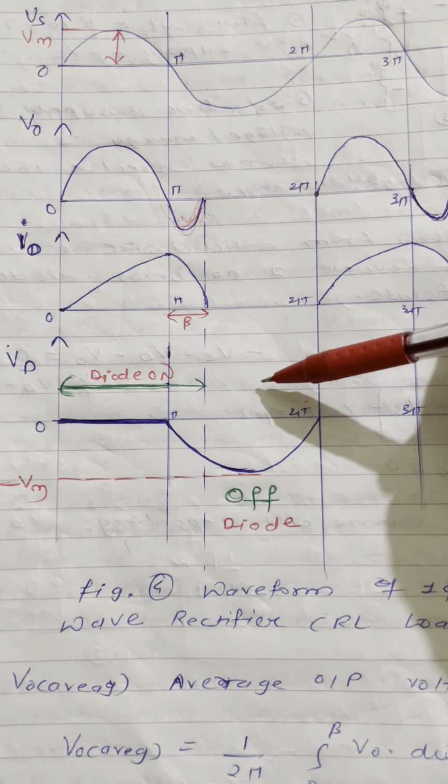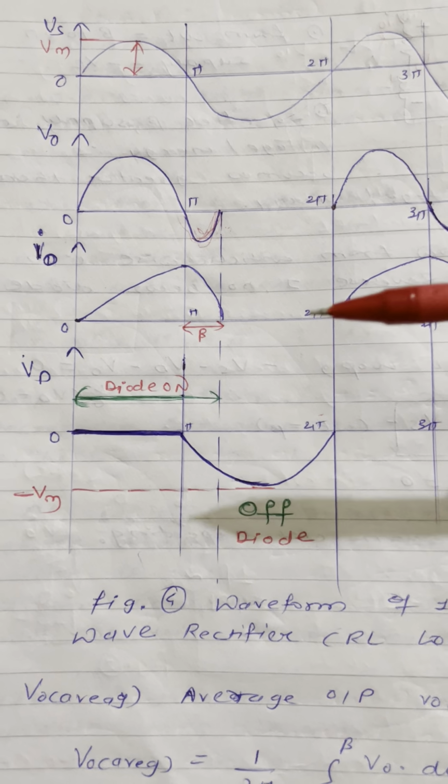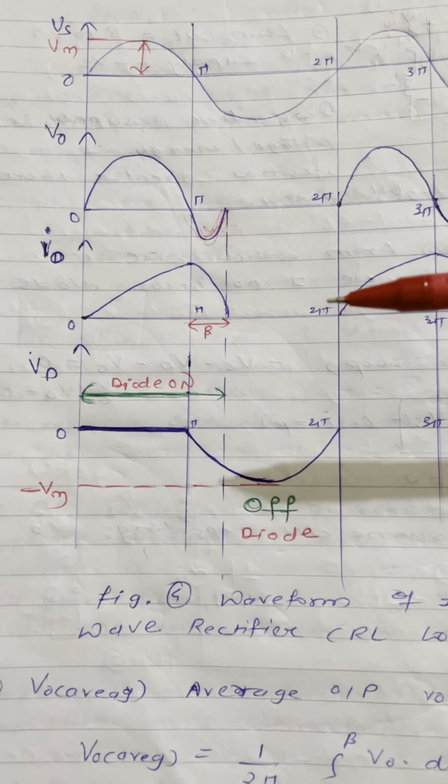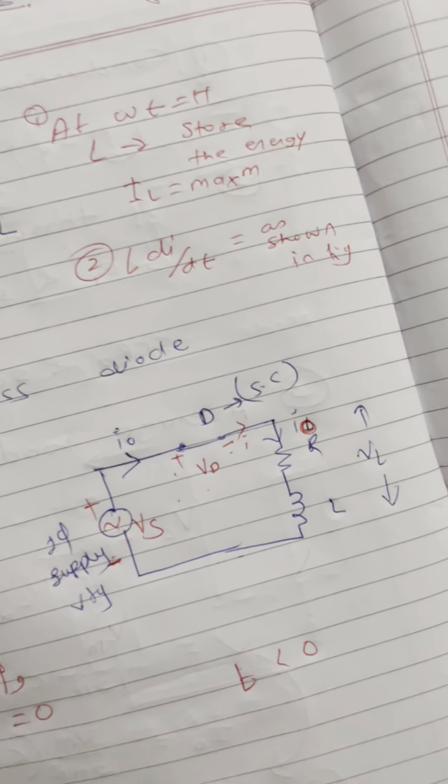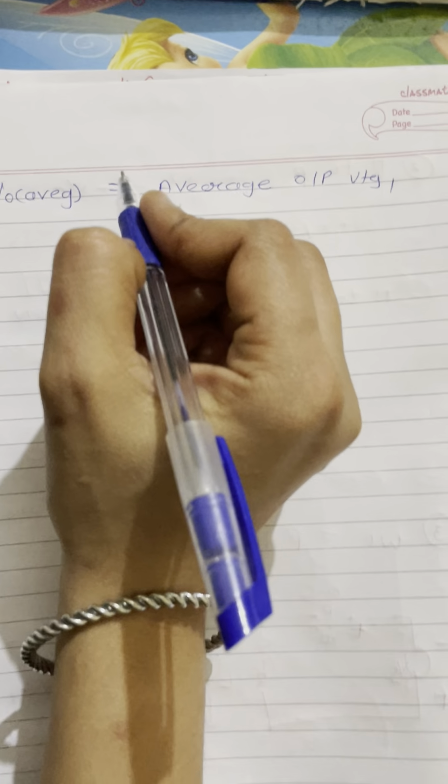Okay, so what is the output voltage for the RL load for a single phase uncontrolled rectifier? Write down the derivation for the single phase half wave uncontrolled rectifier with the RL load. So write down first the derivation for the average load voltage. V0 average, that is the average output voltage. So what is the average output voltage?